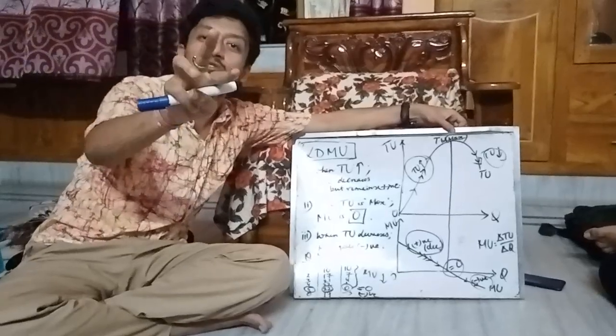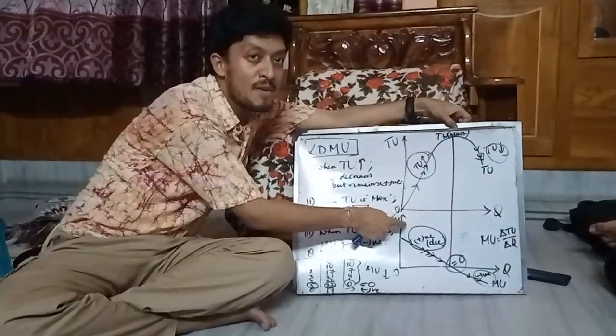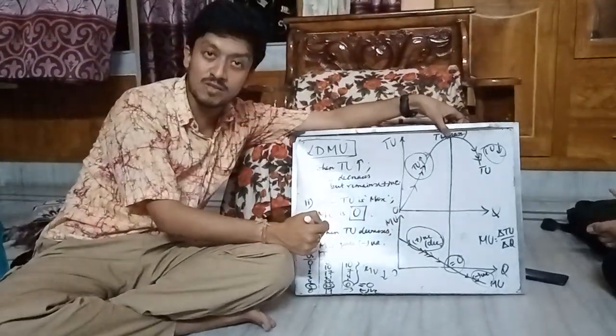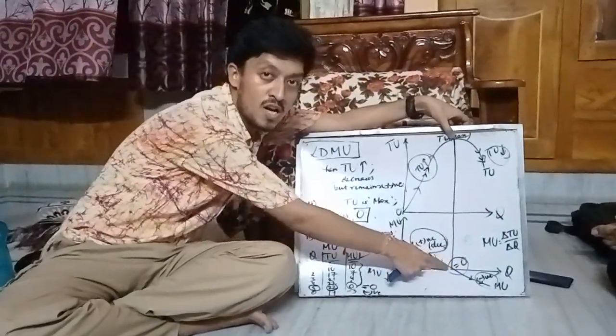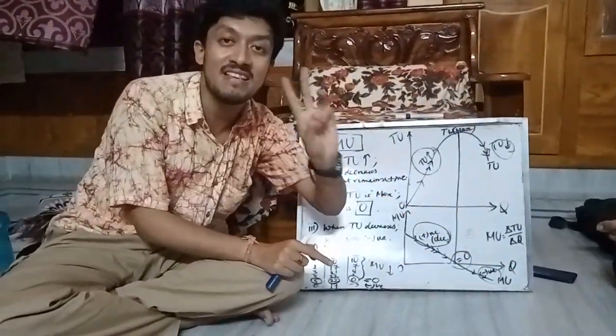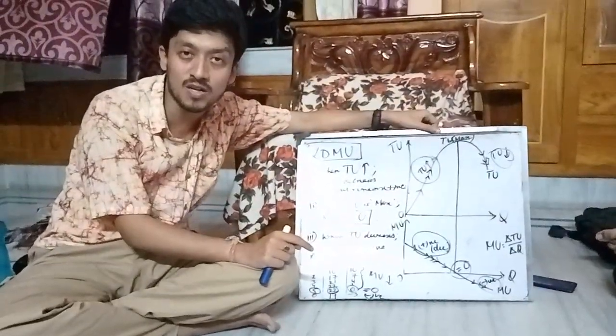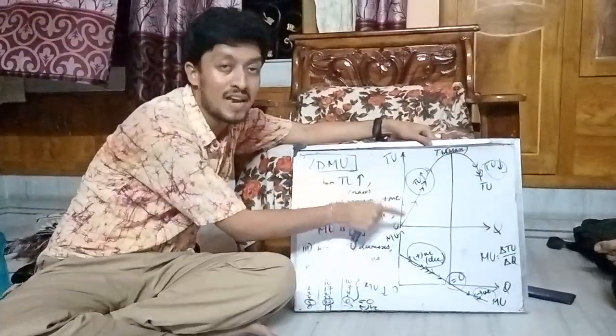Yes, I can hear you. There are 3 relationships. Number 1, when TU increases, MU decreases. When TU becomes maximum, MU goes 0. When TU declines, MU is found to be negative. This is known as the law of diminishing marginal utility, in which the TU and MU relationship is shown in this given diagram.